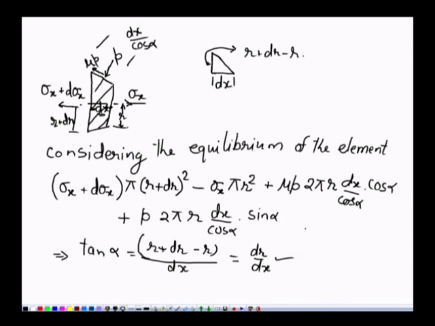After that, just putting this value in equation 1, if we multiply each term and neglect the higher order terms, the final expression is given by r dx, sigma x plus d sigma x, then pi term, r plus dr.